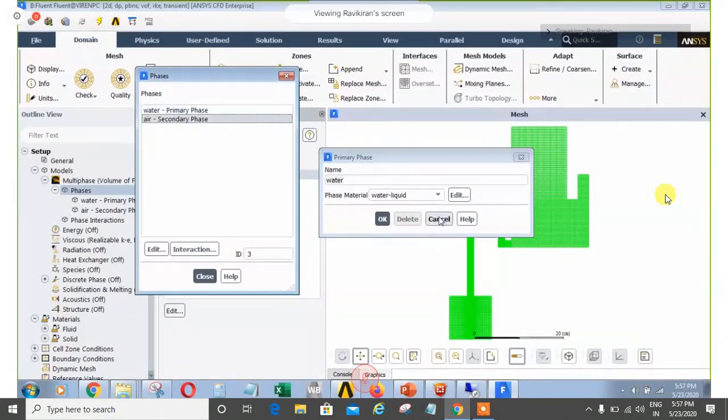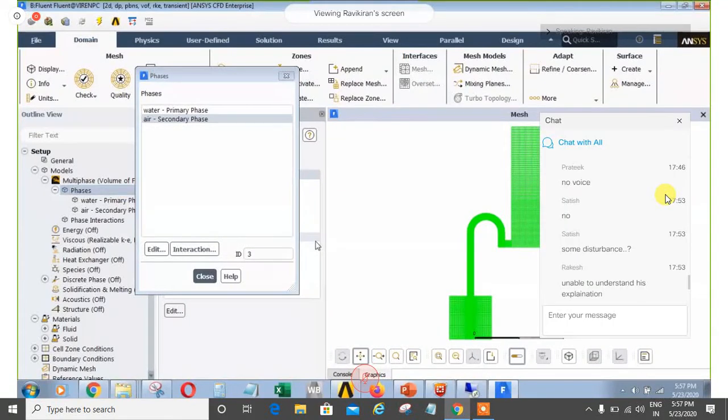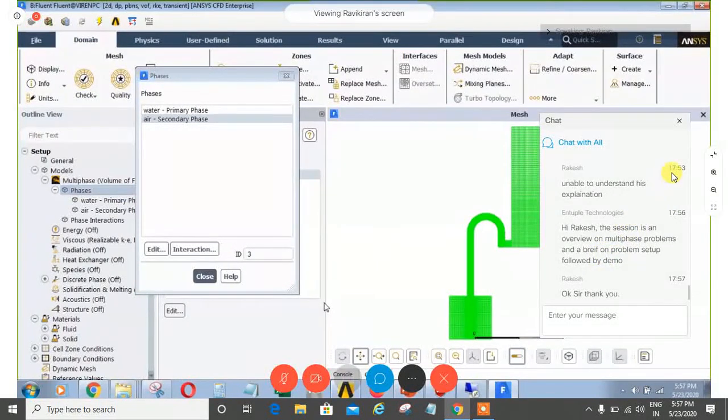It is no longer required to set water only as the primary phase or air only as the secondary phase. Any one of these two can be set as primary or secondary. But in case of dispersed systems, where one will be a continuous phase and one will be your dispersed phase, you have to make sure that you are setting the continuous phase as the primary phase and the dispersed phase as the secondary phase. But this problem consists of the continuous phase, or we can say a continuous system.